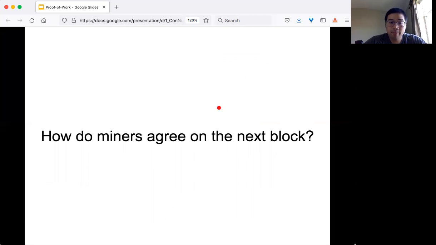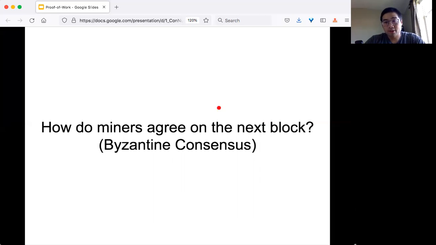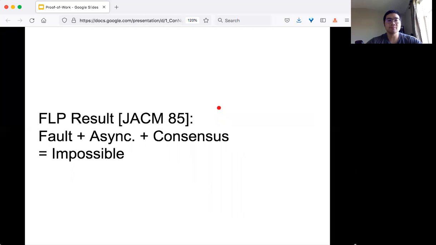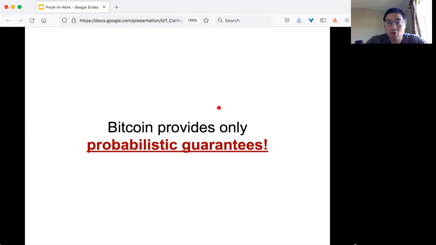So how do miners agree on that? It's called Byzantine Consensus, because in the world of Bitcoin, or in general a permissionless system, anything can happen, and we could have malicious behavior. And there are lots of different protocols called proof of something. We will discuss proof of work, but there's also proof of ownership or proof of stake, and many other protocols. If you recall the FLP result, this is actually impossible to achieve if we have failure and asynchrony, which is something we need to deal with in real systems. So Bitcoin or any kind of blockchain can only provide probabilistic guarantees. And we will revisit these ideas later.